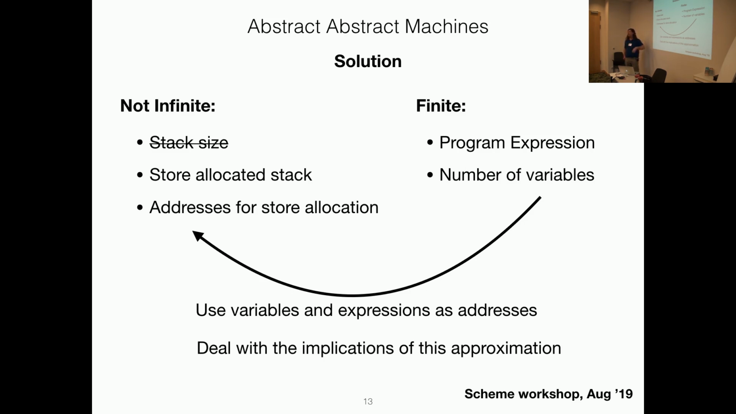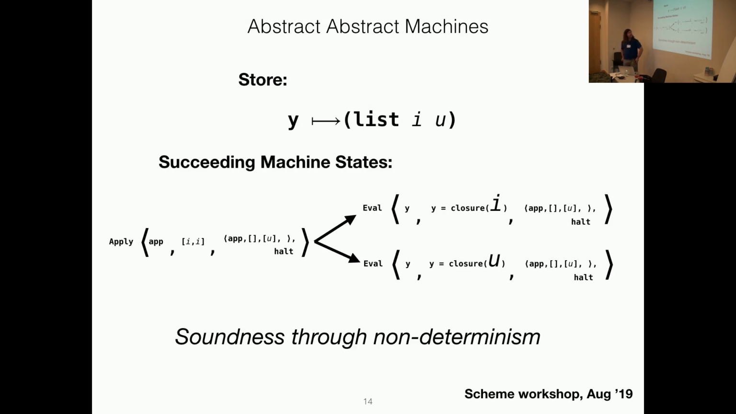Now that we don't have infinite addresses, multiple things may map to the same address. So for example, in our example, y may have mapped to both I and u. Y was when we were applying the identity function. I didn't have it on here, but the identity function was called on I and it was called on u. So the body of that, at some time, if we just use the y as an address, sometimes it's mapped to I and sometimes it's mapped to u. So now the store is mapping to a list instead of mapping to just one variable. And that means that when we step our machine state, that machine may step into one of multiple states.